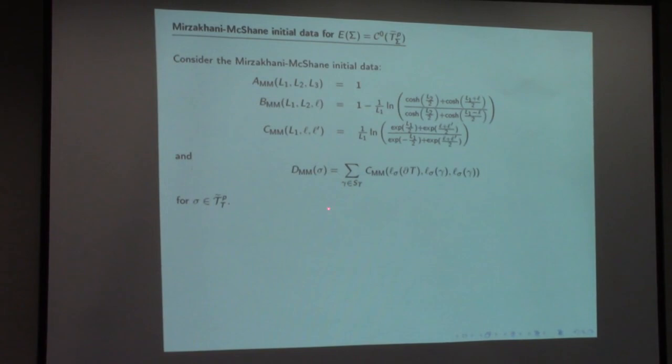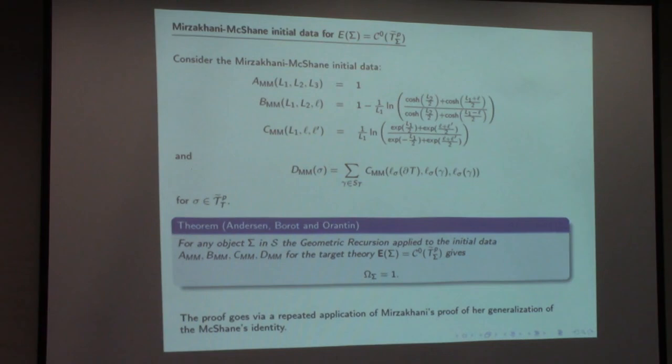this is the result. So if you run the geometric recursion with this initial data here, you will get the function 1 on Teichmuller space. And this is repeated applications of Mirzakhani's proof of the McShane identity for all surfaces. Okay. So her work is highly non-trivial, but when you combine that with this and set up the recursion this way, you get exactly this identity here. You always get one. But this is a kind of partition of unity, you should think of it that way. It's not a trivial result, I'll show you in a second.